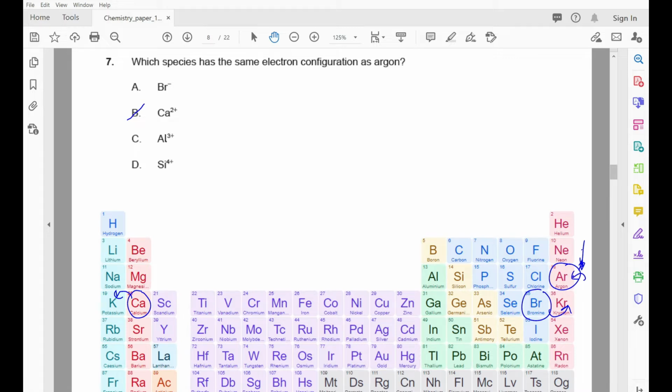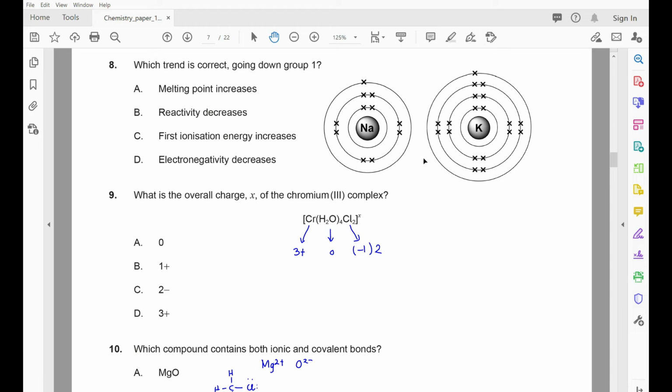Because all these elements want to be stable, they want to have the same electron configuration as their nearest noble gas. Aluminium will have the same electron configuration as neon. Silicon will have the same electron configuration as neon as well. Answer is B. Question 8.